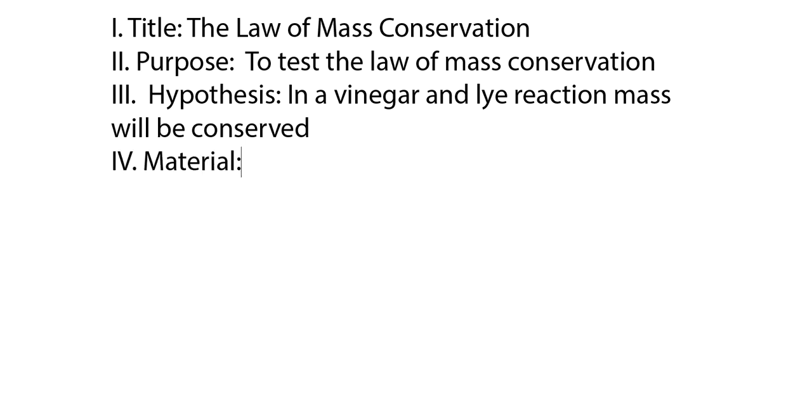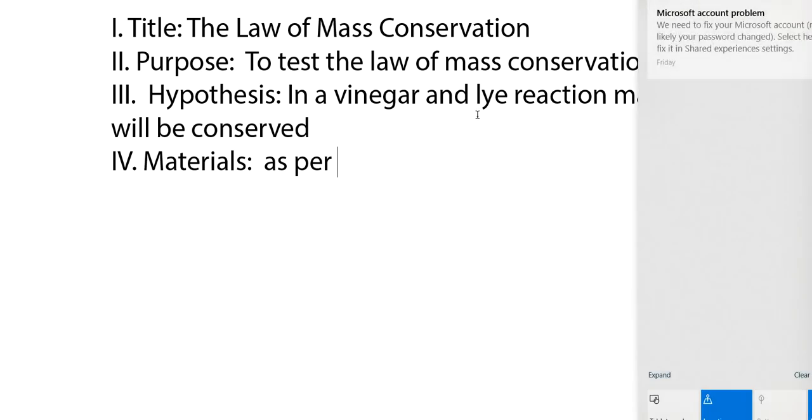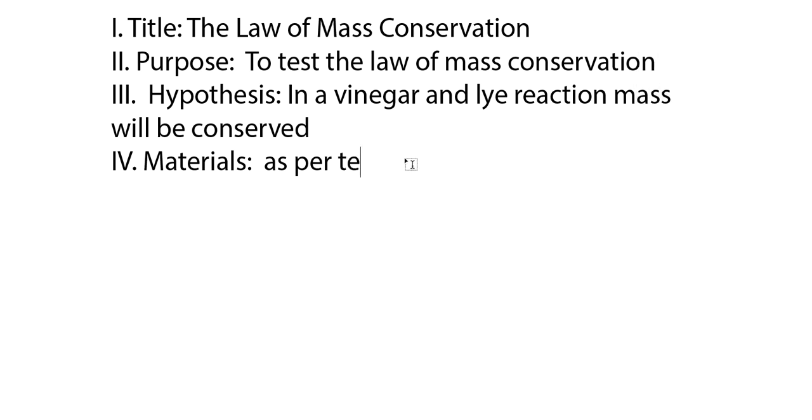Now let's move on to Roman numeral 4, materials. Materials is an in-depth list of exactly what you use in your lab, so that if someone wants to create it, they can recreate it exactly like you've done it. In this course, we're not going to worry about writing out our materials so that anyone can carry it out. It's kind of a waste of time for us. So what we're going to usually have is as per text.